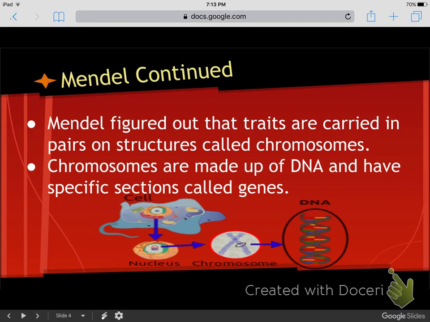He figured out specifically that the traits that we get are carried in pairs. Okay, so we know we get 23 from mom, 23 from dad to make the grand total of 46 chromosomes. So Mendel's the guy that figured out that these traits we have come in pairs and they come on chromosomes. Okay, chromosomes are made up of DNA, which is deoxyribonucleic acid. It's the thing that makes us who we are, right? And chromosomes have specific sections on them that are called genes.